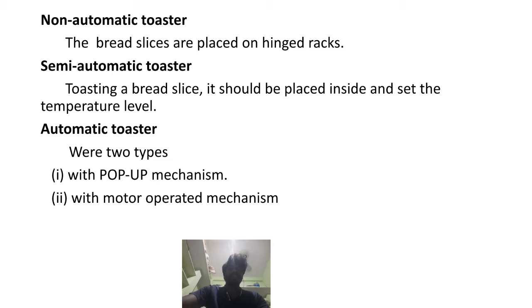It is wound on mica strips. The power cord is attached to the element. The bread slices are placed on hanging racks, and one or two slices are kept on each side of the heating element. This is a non-automatic toaster.